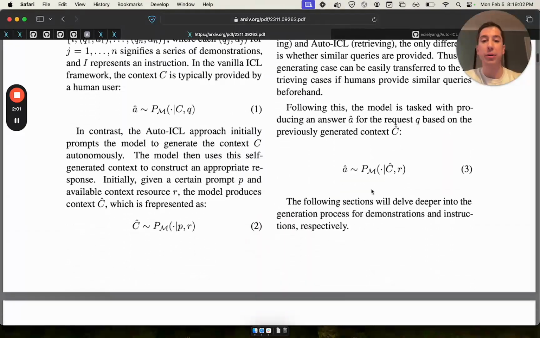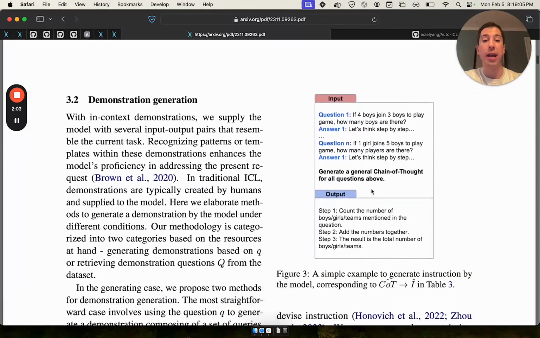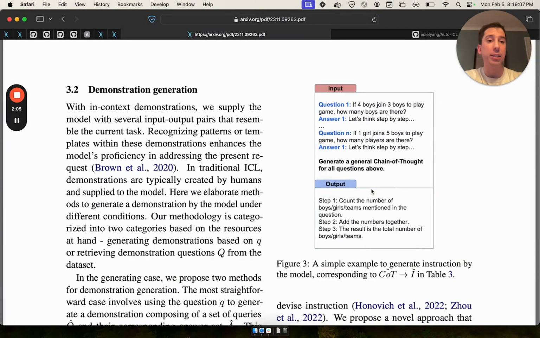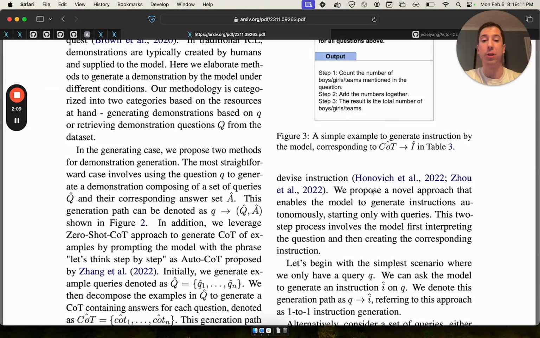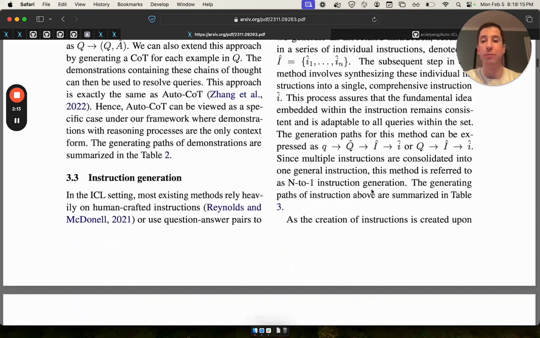And then they show that you can actually hook this up to a database to grab demonstrations as well, so that you don't have to only work on synthesized demonstrations. You can also have retrieved demonstrations.